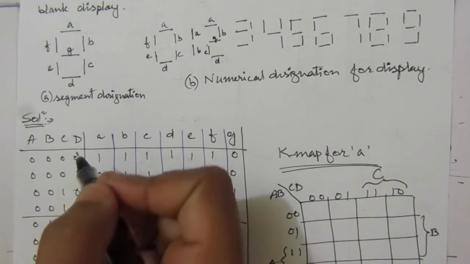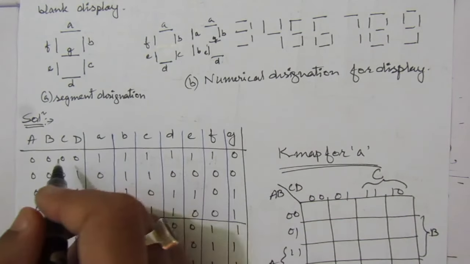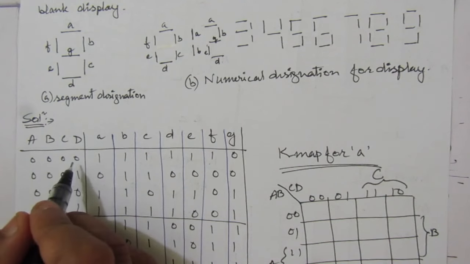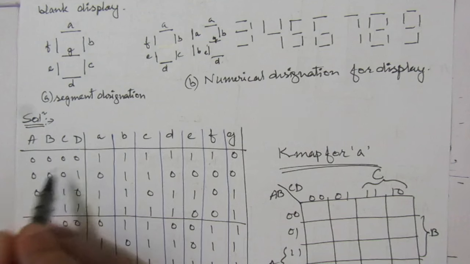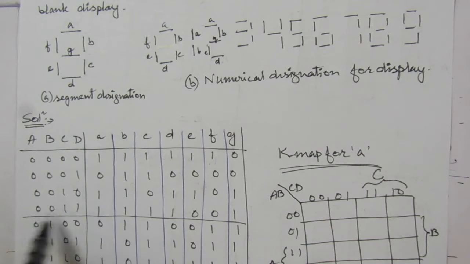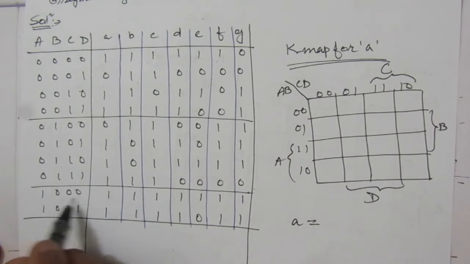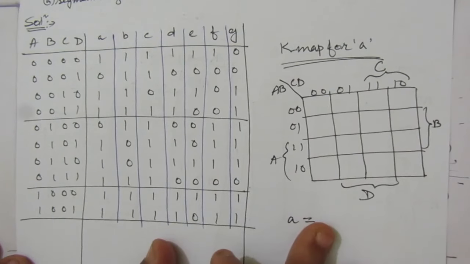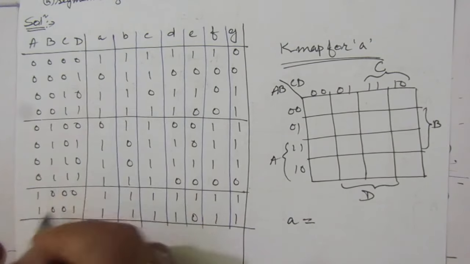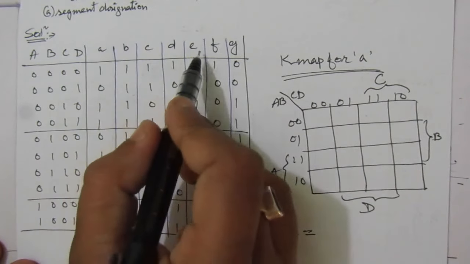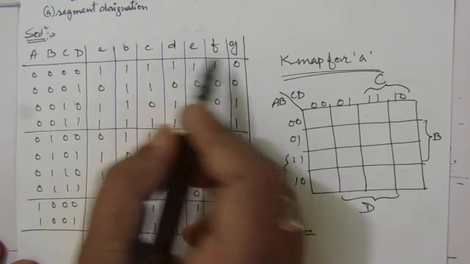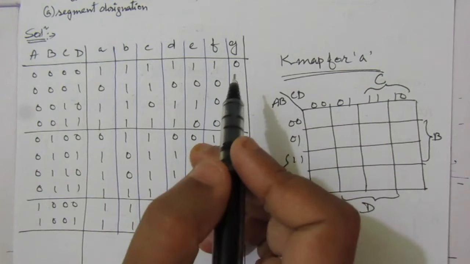Here we have 4 inputs. This is the BCD representation of the decimal numbers. The first will be representing 0: 0, 0, 0, 0. The second will be 1, then 2, 3, 4, 5, 6, 7, 8 and 9. These are the binary values, the BCD, for the decimal digits. These are the 7 segments a, b, c, d, e, f and g. So these 7 segments will be on and off depending on the input.